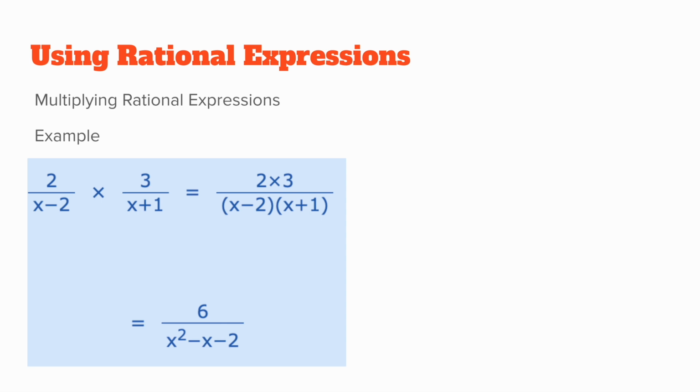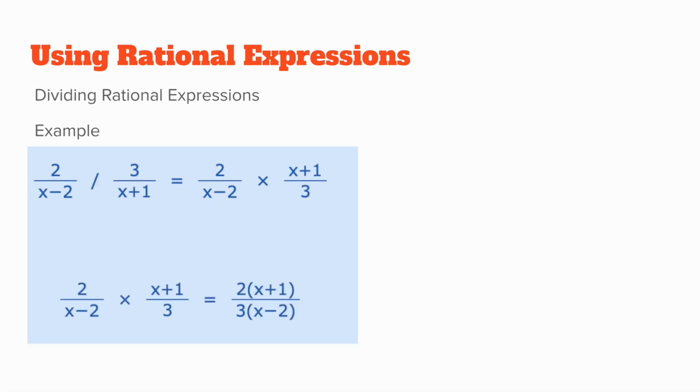Now, let's move on to division. To divide two rational expressions, first, flip the second expression over and then multiply like above. For example, when the number is 2 over x minus 2 divided by 3 over x plus 1, then it should be 2 over x minus 2 times x plus 1 over 3. Then we can just multiply like this. So it should be 2 times x plus 1 over 3 times x minus 2.